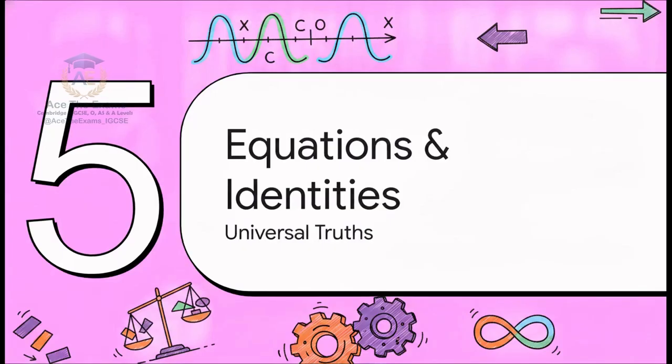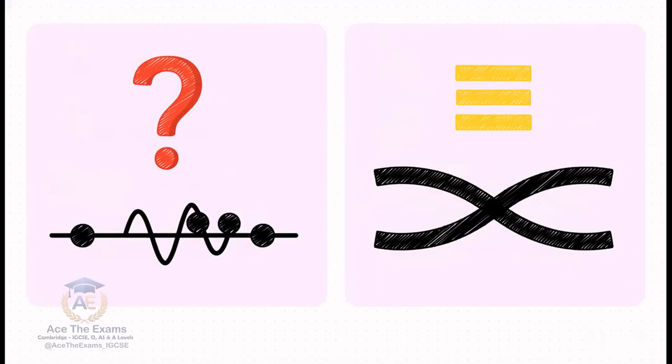We have finally arrived at our last building block. We know the functions, we know the waves, and we know how to transform them. Now we must understand how to use them logically. Let's jump into section 5, equations versus identities. There is a critical distinction in mathematics that we really need to get straight.